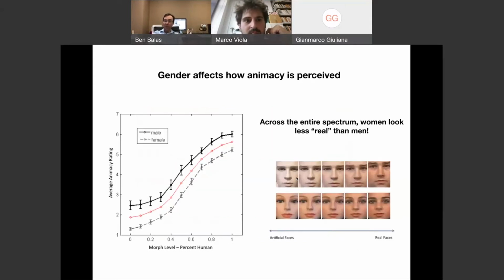So we can start with something really simple. Let's just ask people to tell us how real faces look across this continuum and separate out the responses to male faces from those to female faces. And something really interesting we found at once is that when you look at these subjective ratings across all of our morphed images, women are reliably rated as less real looking than men. So even when you're talking about a photographic image of a woman compared to a photographic image of a man, that real image is going to be rated as less alive if it's a picture of a woman than if it's a picture of a man. So this suggests there's some kind of interesting relationship here between sex categories and animacy categories.